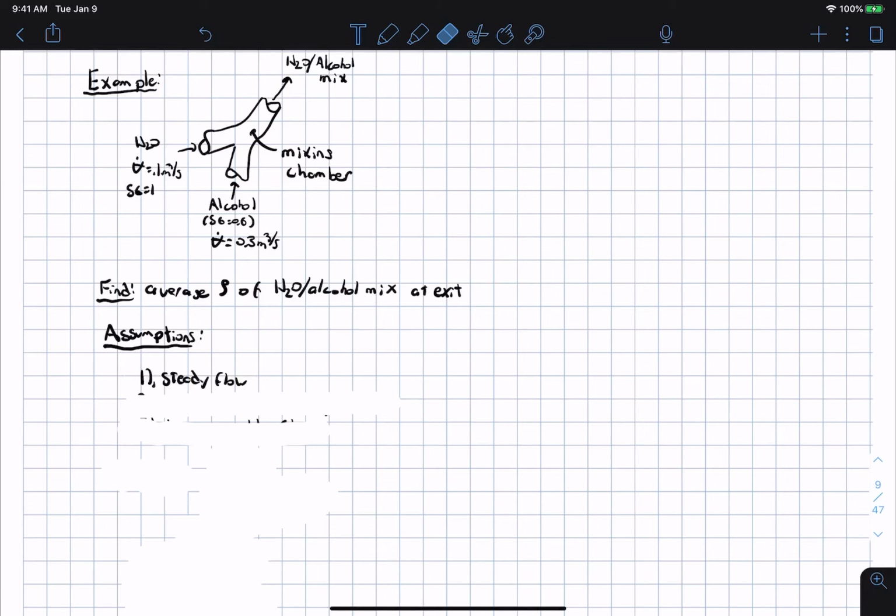We're going to assume steady flow. We're going to assume uniform flow at the inlets and outlets. We aren't given anything else to deal with, and so we do need to do that. And we're going to assume incompressible flow. And the fourth one, we'll assume impermeable walls.